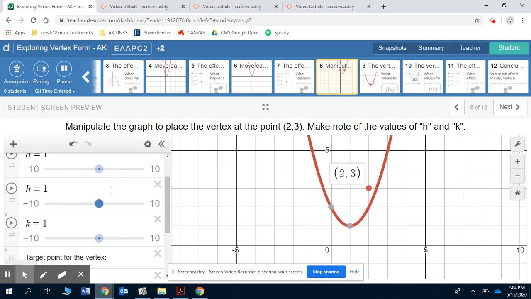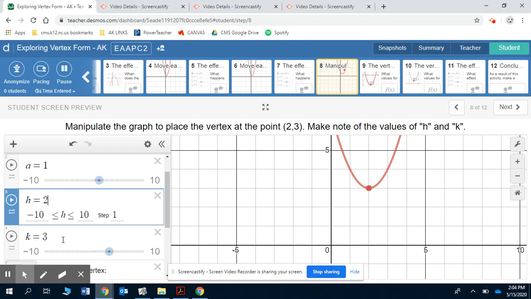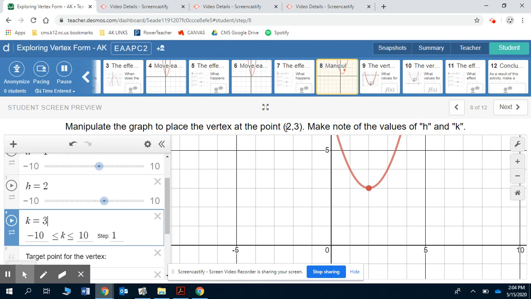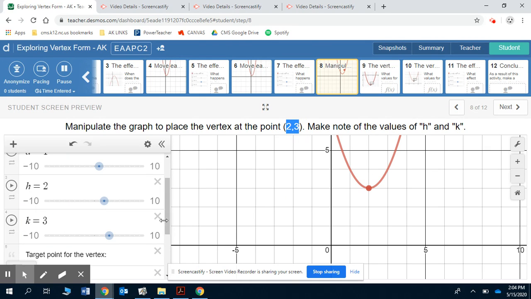So you want to think about, okay, if I'm at 1, 1, I definitely need to go to the right, which means my h value needs to get bigger. Okay, now we're lined up on h, and my k value needs to increase as well. So notice my h is 2 and my k is 3. That was my vertex, 2 comma 3, right? So hopefully you're putting that together.